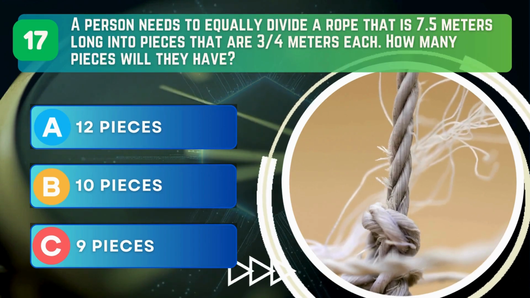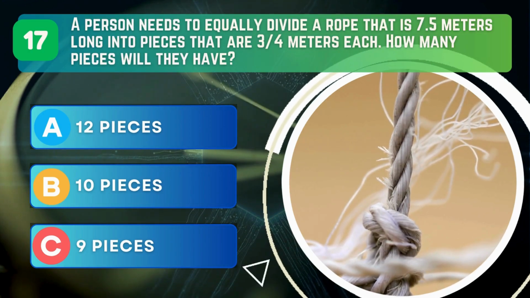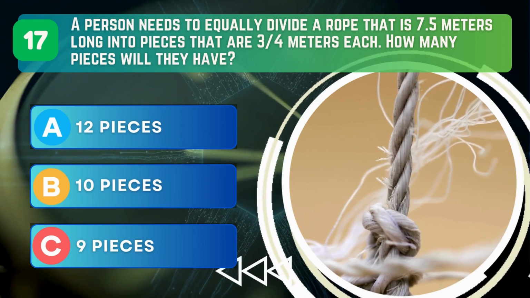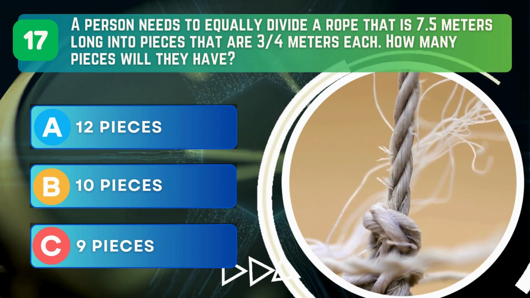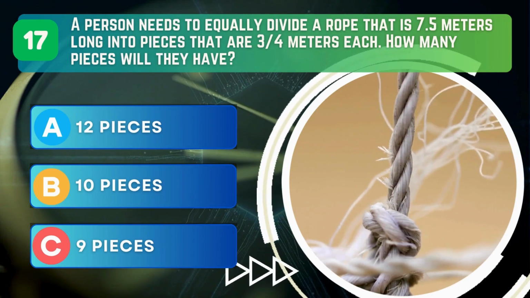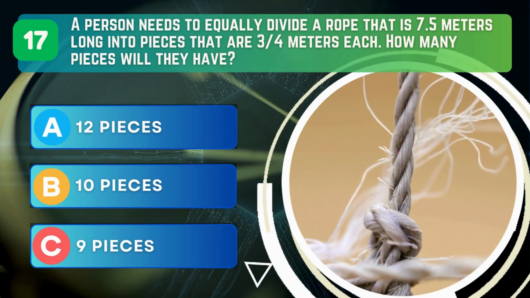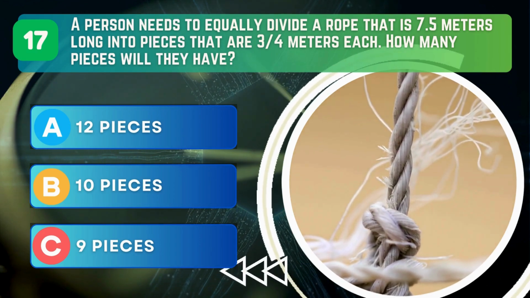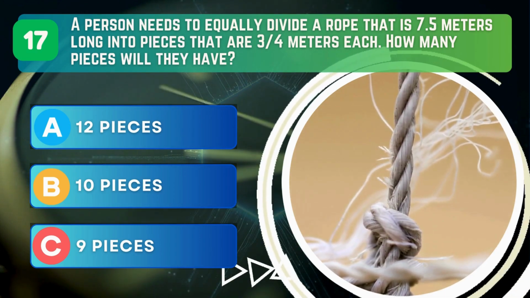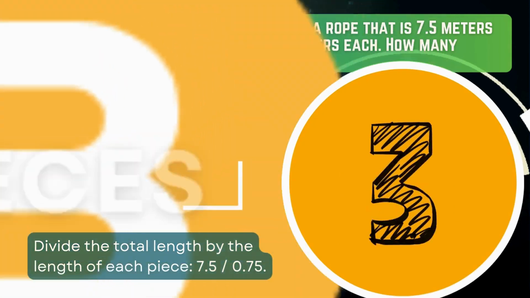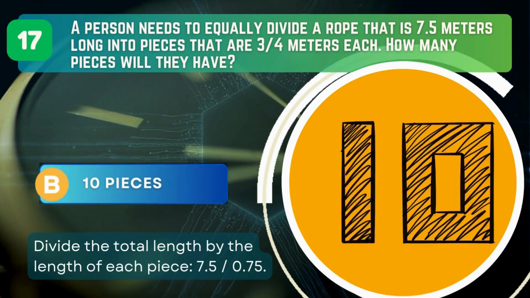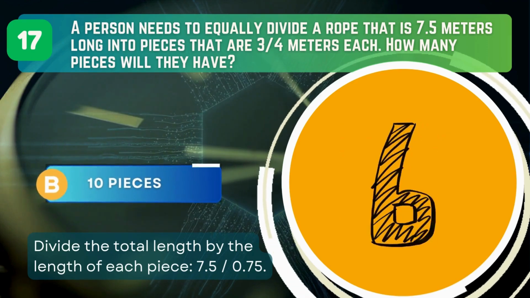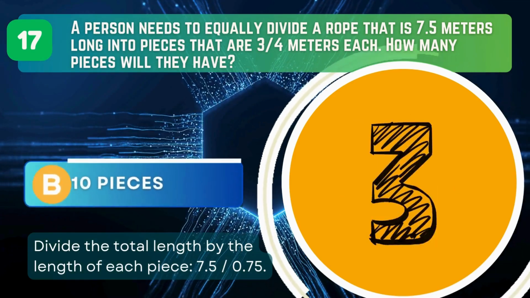A person needs to equally divide a rope that is 7.5 meters long into pieces that are 0.75 meters each. How many pieces will they have? 10 pieces. Divide the total length by the length of each piece, 7.5 divided by 0.75.